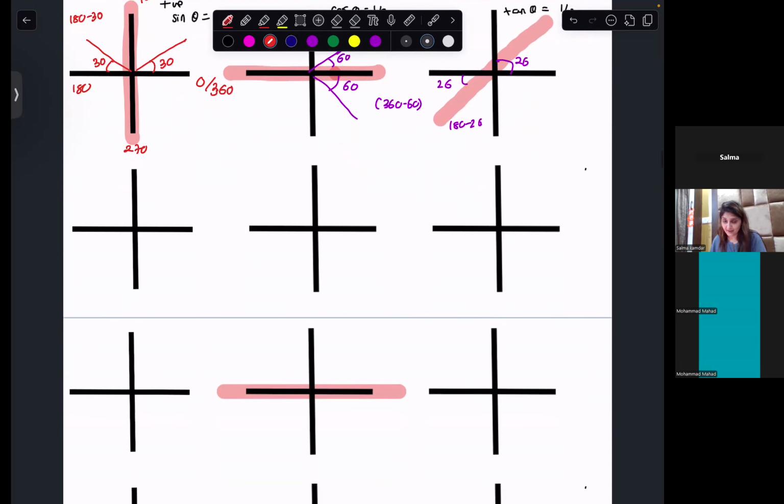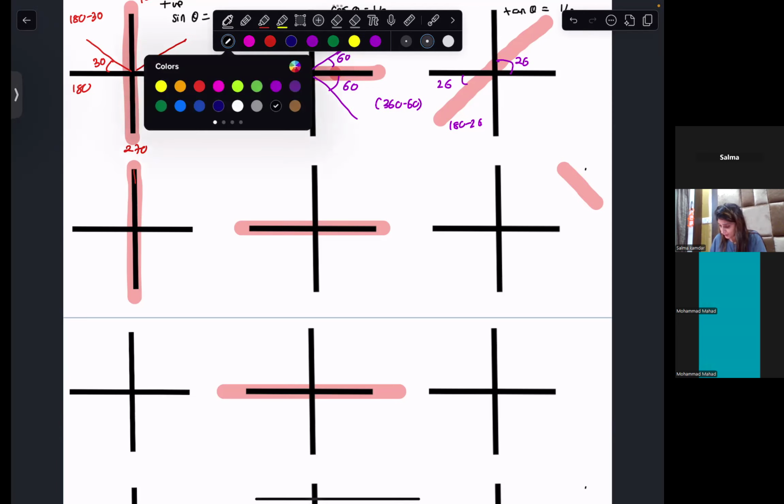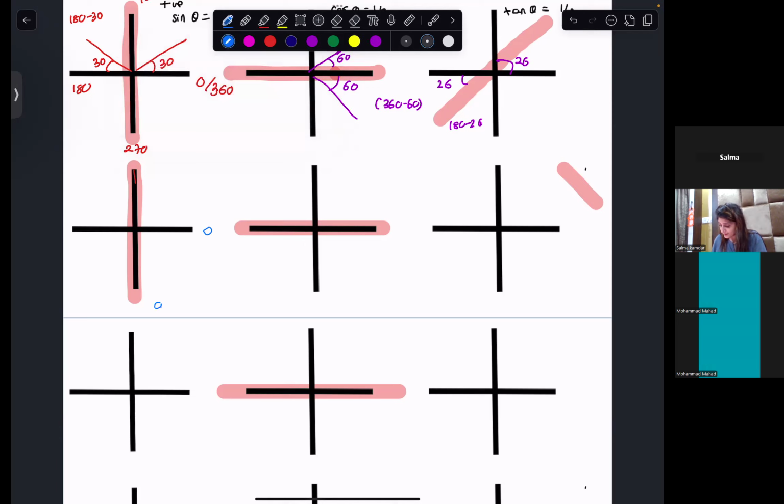But if I have a negative angle, sine theta would still be across the y-axis. Cos theta would still be across the x-axis. And tan theta will still be diagonal. But the only thing is that my unit circle direction would change. If it's a negative angle, we would go reverse. So this would be 0, 90, 180, 270, 360. Are you with me?